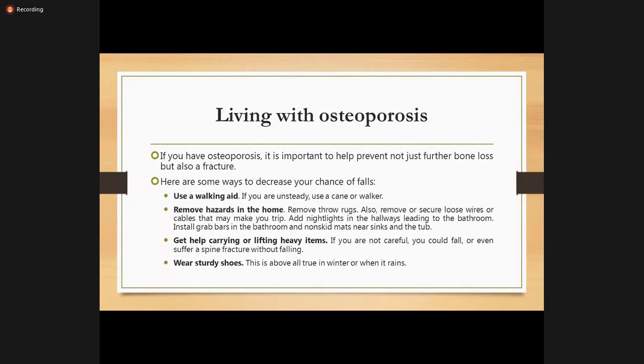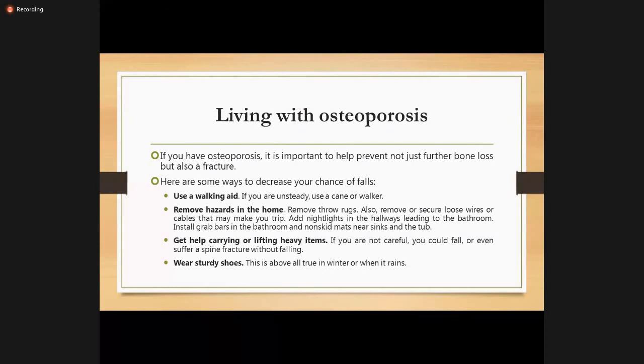Here are some ways to decrease your chance of a fall. Use walking aids, such as a cane or walker, if you are unsteady. Remove hazards in the home. Remove throw rugs, and remove or secure loose wires and cables that might trip you. Add night lights in the hallways leading to the bathrooms. Install grip bars in the bathrooms and non-skid mats near sinks and the tub, so that slipping can be avoided and fractures can be prevented.